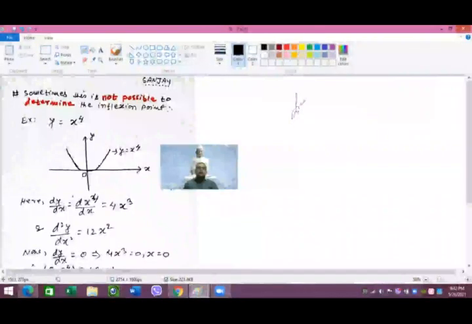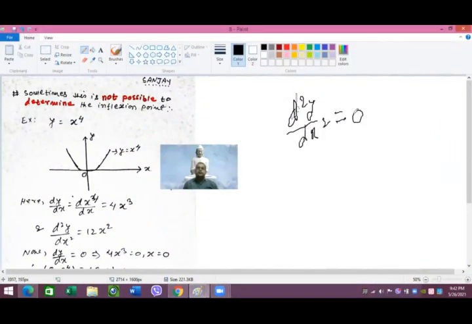Although the second order derivative equals 0, we have a point of inflection mathematically, but sometimes it is not visible practically on the graph.